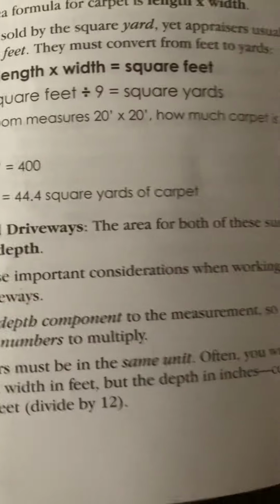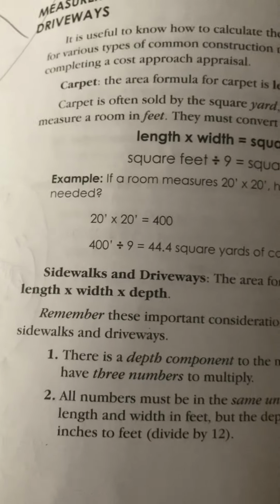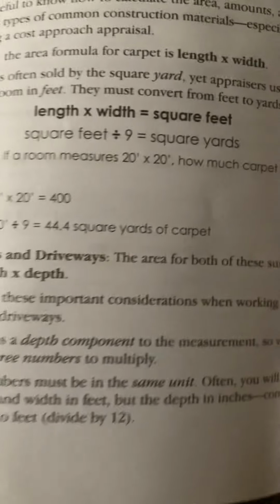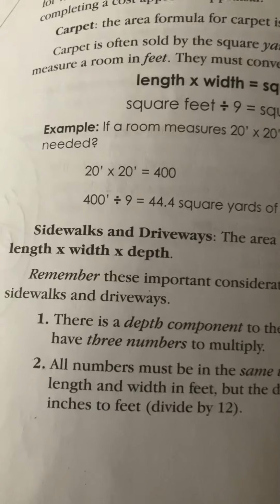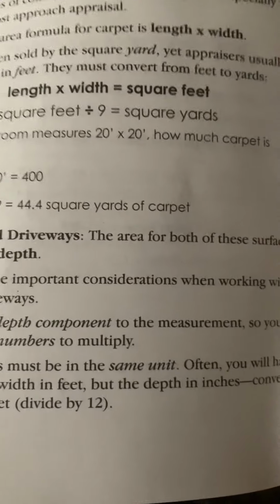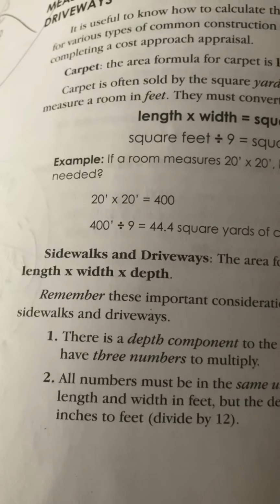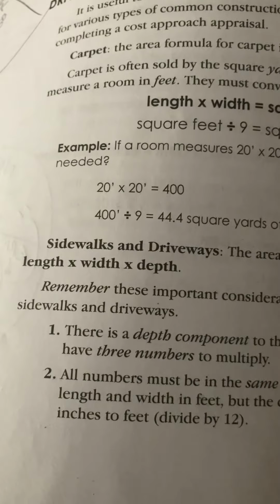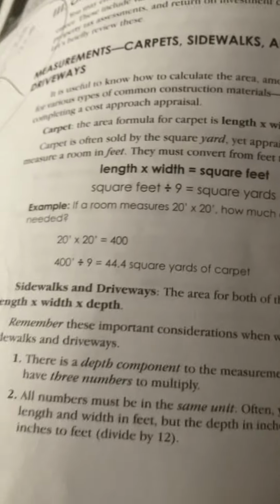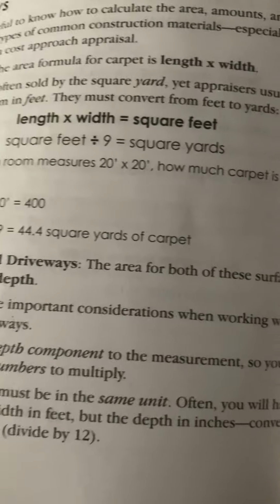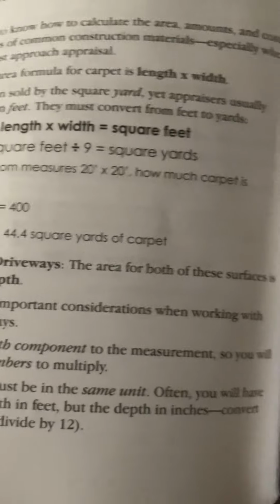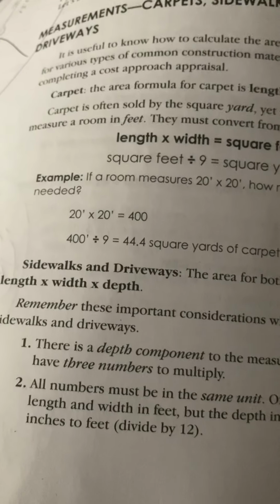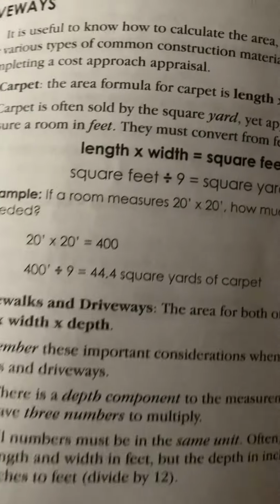Sidewalks and driveways. The area for both of these surfaces is length times width times depth. Remember these important considerations when working with sidewalks and driveways. Number 1, there is a depth component to the measurement, so you will have 3 numbers to multiply. Number 2, all numbers must be in the same unit. Often you will have length and width in feet, but the depth in inches. Convert inches to feet. Divide by 12.